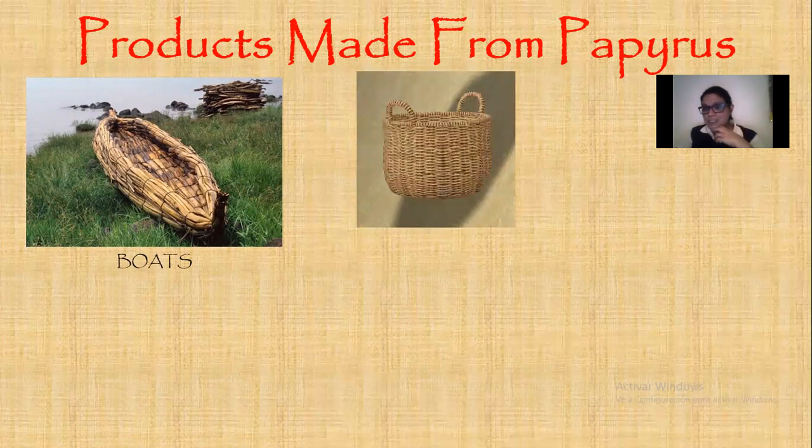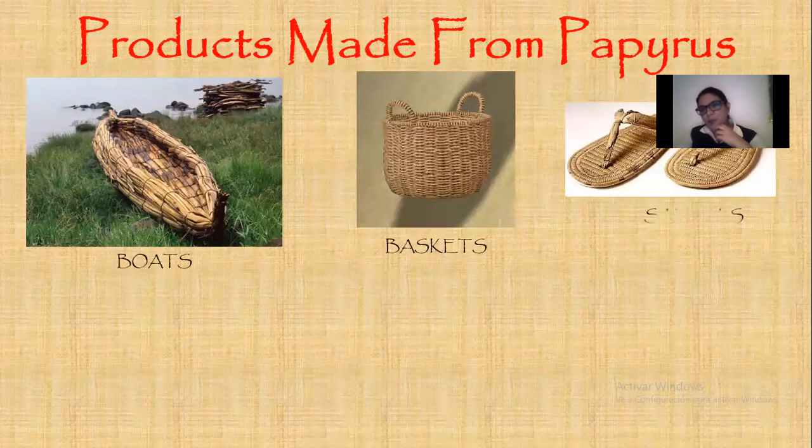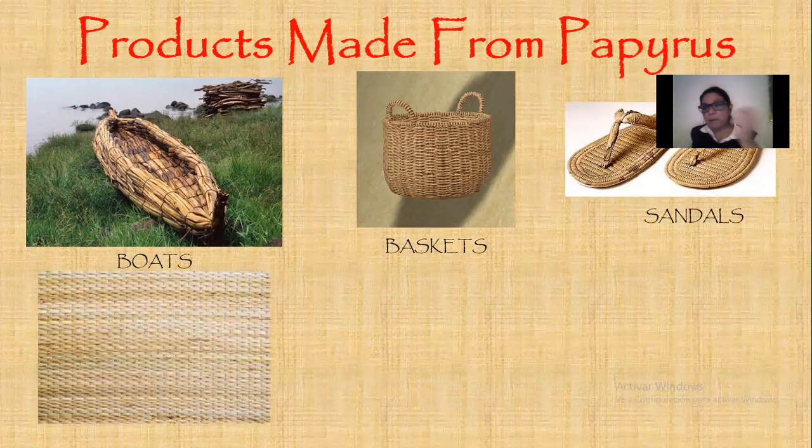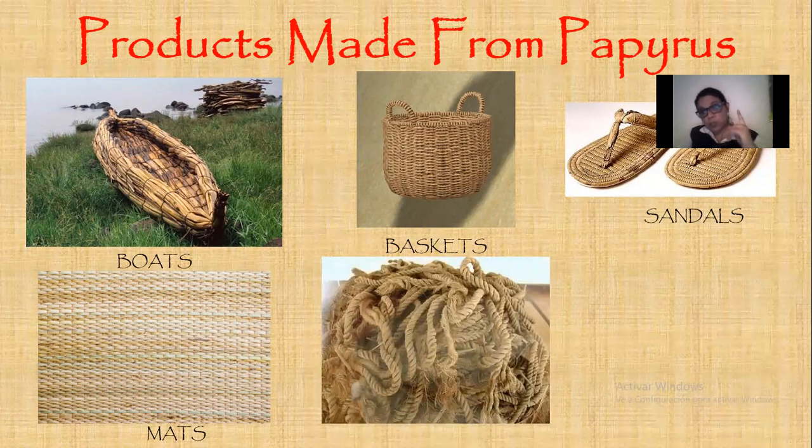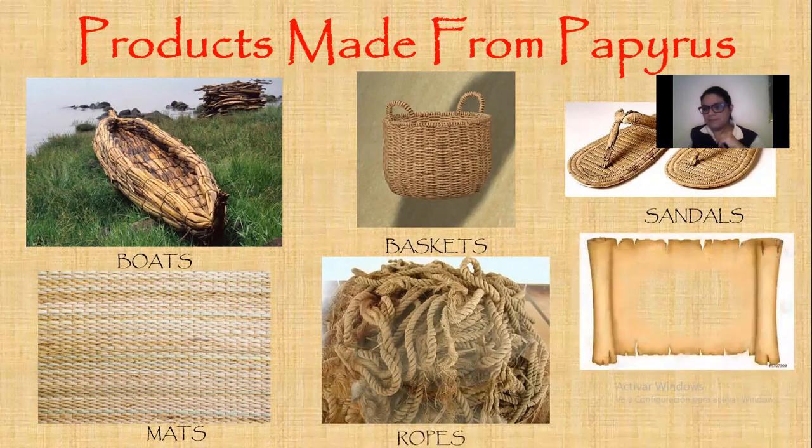Baskets for carrying goods. Sandals for wearing. Mats for sleeping, just like the ones that we use in yoga, for example. Ropes, which were very important, especially in transporting goods by the ocean in boats. And of course, the paper, which was used by the scribes to keep records of the events occurring in the country.